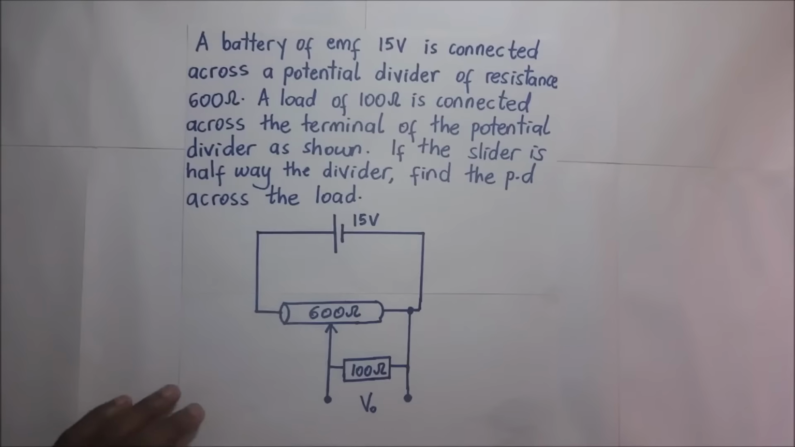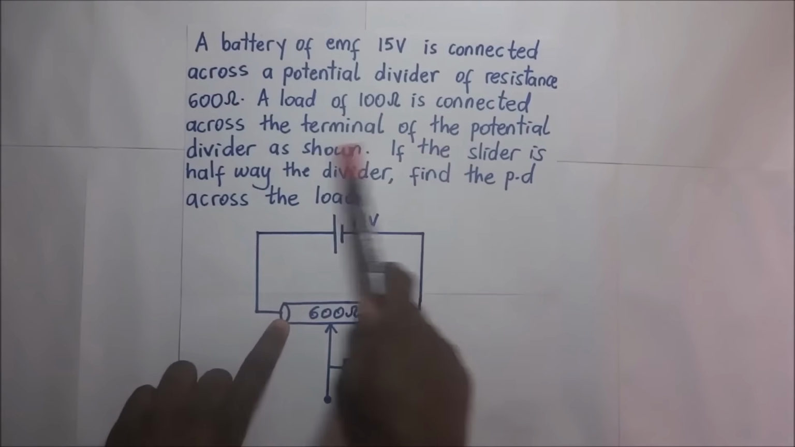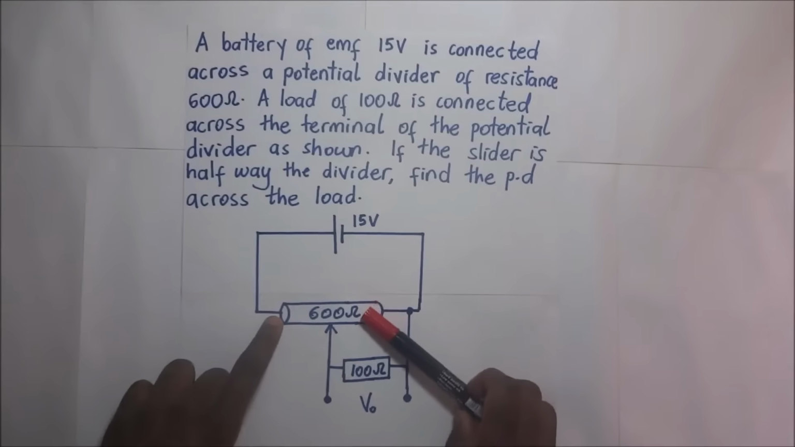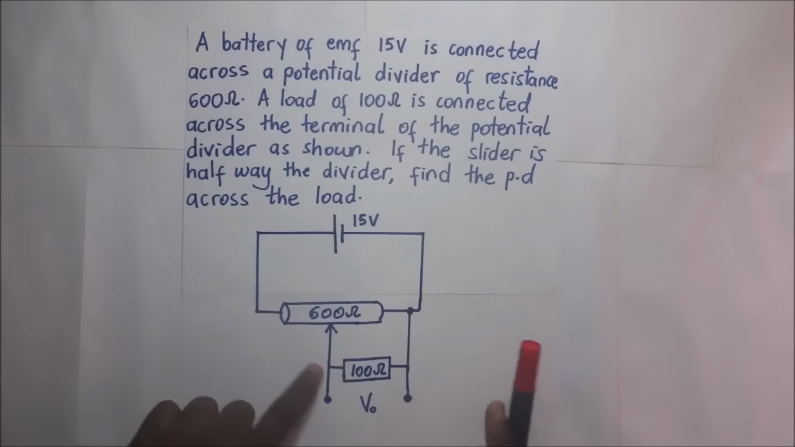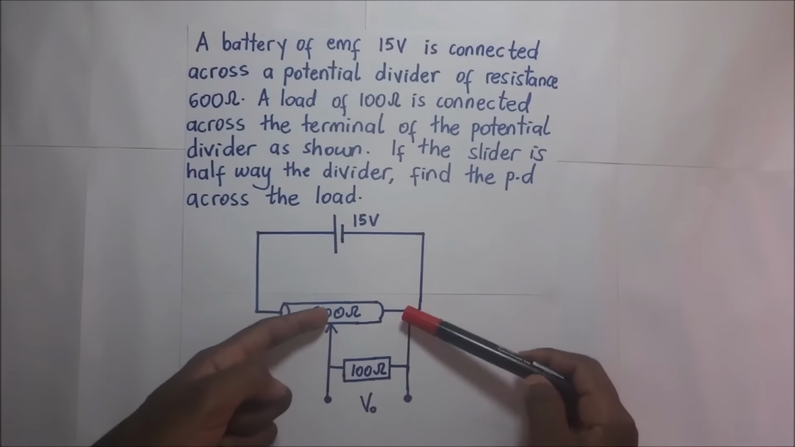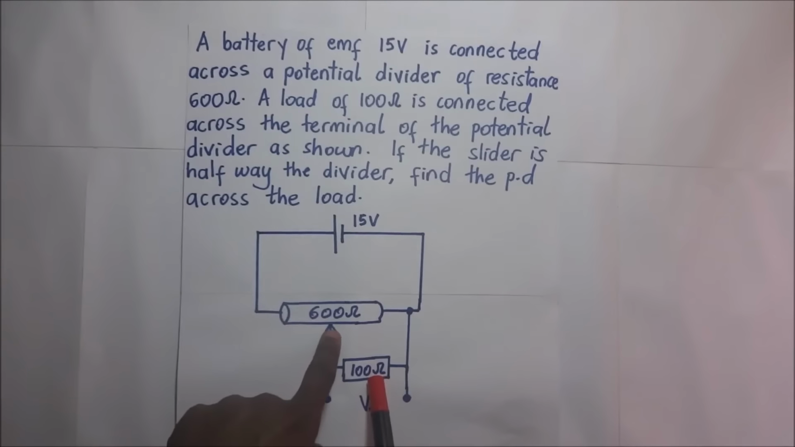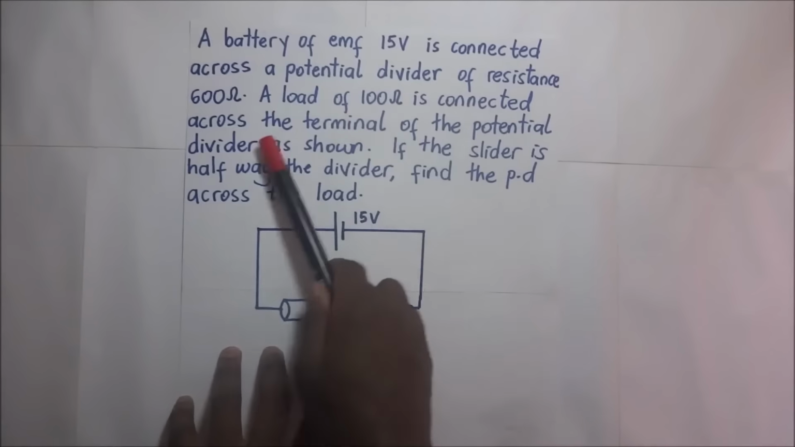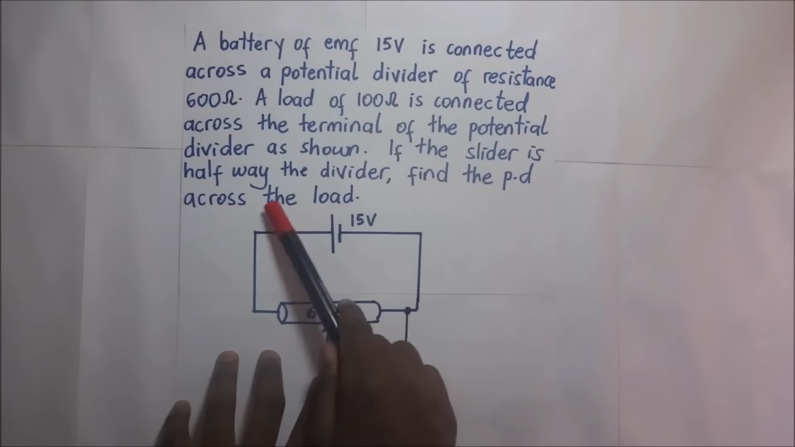A battery of EMF 15 volts is connected across a potential divider. This is the potential divider they're talking about, of resistors 600 ohms. So these are the 600 ohms of the potential divider, or called the slide wire. A load of 100 ohms is connected across the terminal of the potential divider. So this is the load they're talking about. Of course, this wire can be slid along that to regulate the resistance. If the slider is halfway the divider, find the PD across the load.